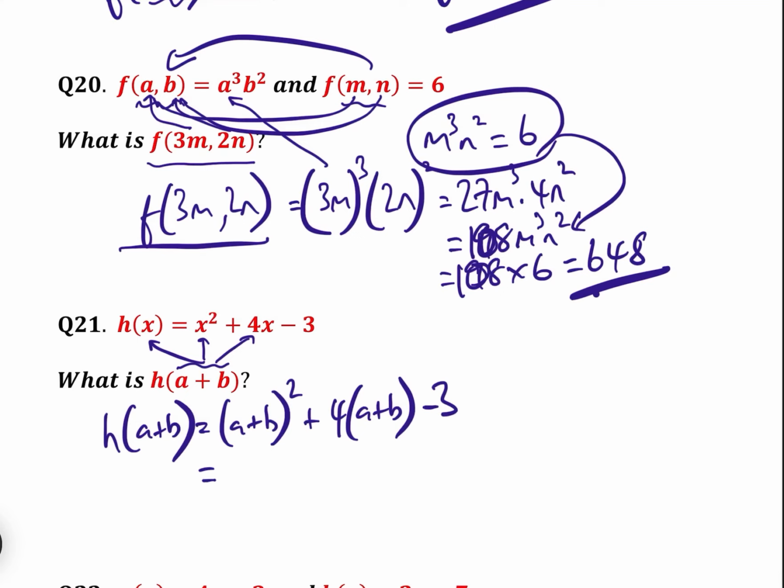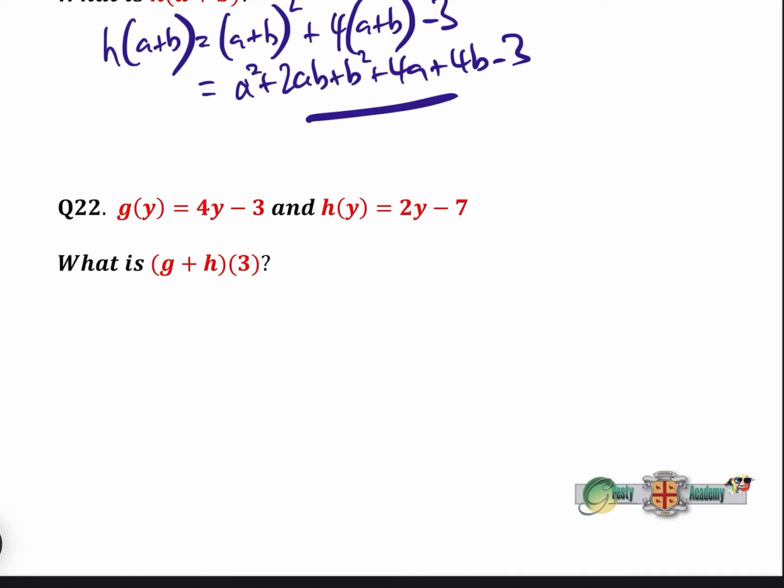And we can't really do much with that. We can probably just expand it. It depends, maybe this is a multiple choice, so we might have to expand it to get it to one of the options on the multiple choice. So add 2ab, add b squared, add 4a, add 4b minus 3, maybe something like that. But that is the answer to number 21. Okay, let's have a look at number 22. Pause the video if you want to do it now.